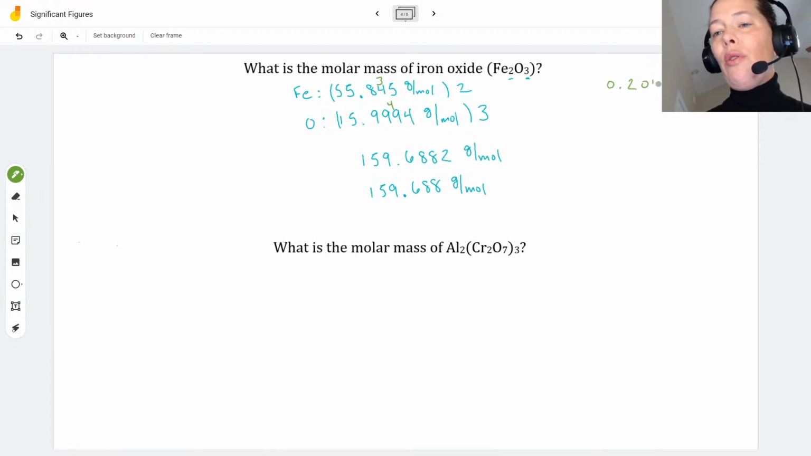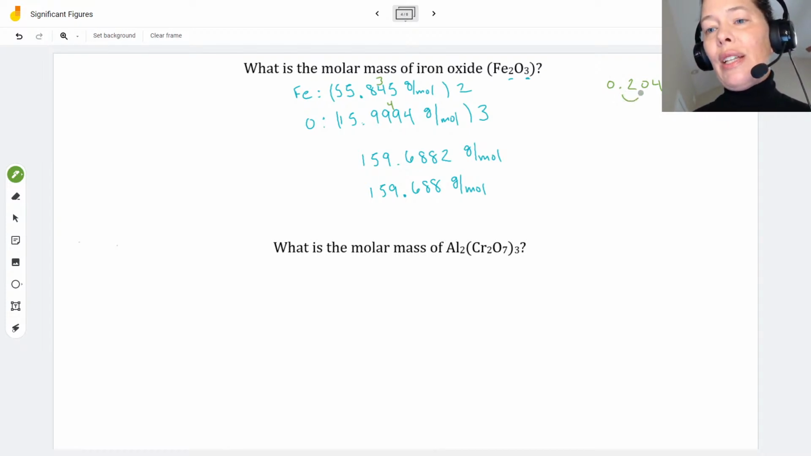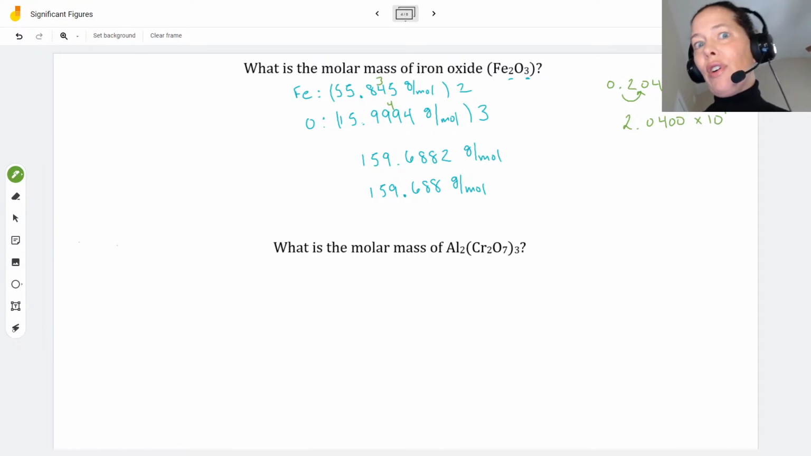Okay, 20400. So to convert that into scientific notation, when you're doing scientific notation, you always want to have one significant digit to the left of the decimal place, but only one. Right now we don't have any, so I'm going to need to move this decimal place over one spot. So this will become 2.0400, and that is times 10 to the first.